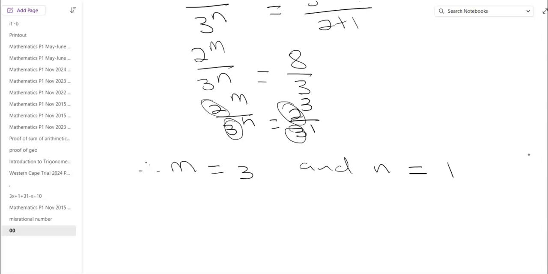So now the question wanted us to find m plus n, which is going to be 3 plus 1, which is 4. So this is our final answer.